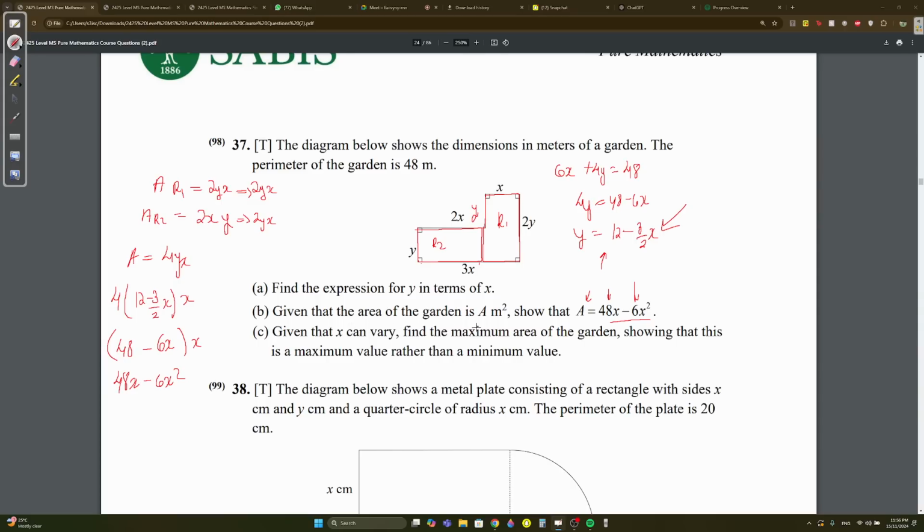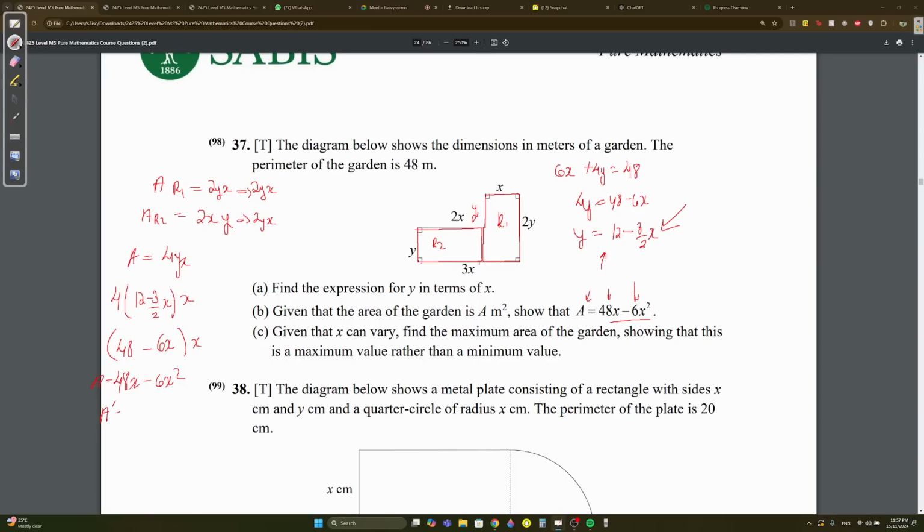Given that x can vary, find the maximum area of the garden, showing that this is a maximum value rather than a minimum value. We found our area. We want to find the maximum or minimum. What do we do? We find A prime. What's A prime? 48 minus 12x. How do we find the maximum or minimum? We equate it to 0. 48 minus 12x equals 0. So you're going to get x is equal to 4. Sorry, I derived wrong.